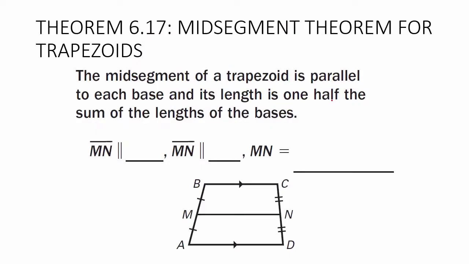Theorem 6.17, midsegment theorem for trapezoids. The midsegment of a trapezoid is parallel to each base and its length is 1/2 the sum of the length of the bases. Line segment MN, which is right over here, is parallel to line segment AD. It is also parallel to line segment BC. The formula to find the midsegment of a trapezoid is 1/2 the sum of its bases. So in this case, it's 1/2 AD plus BC.